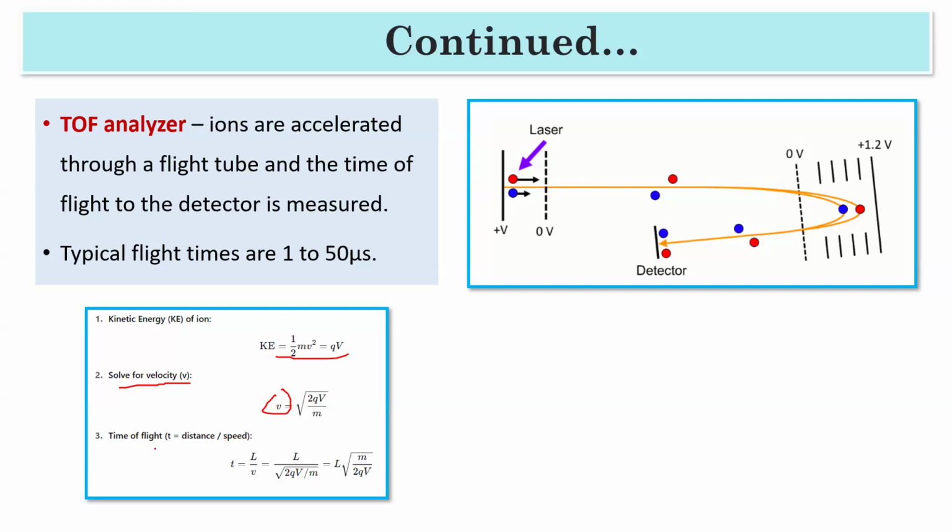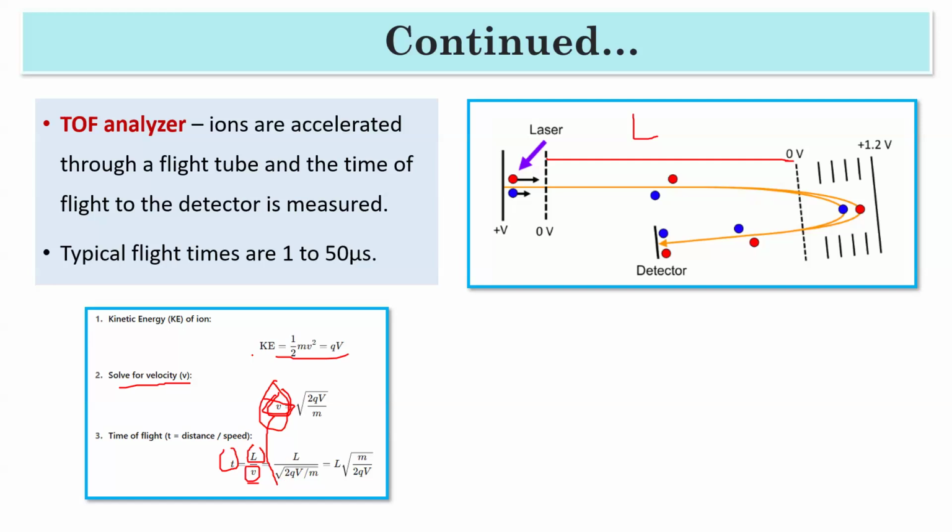And then if you know the velocity of each ion, you can estimate the time. We already know how much length is there, right? This is L. So time is L by v, and you know this v already, so just put it here. So time is L divided by the square root of 2qV by m.